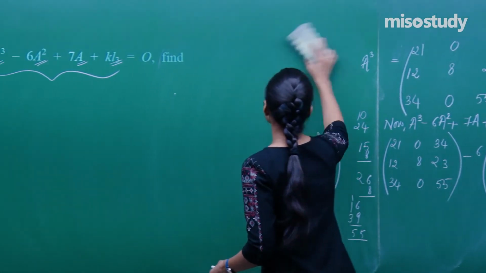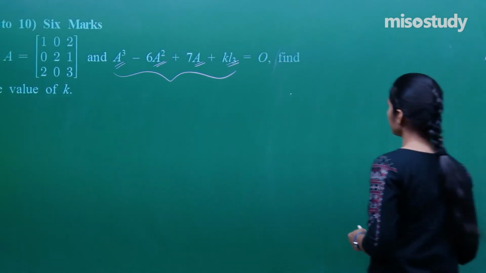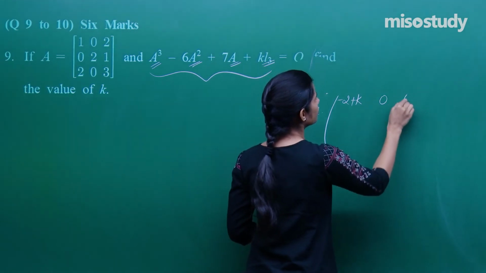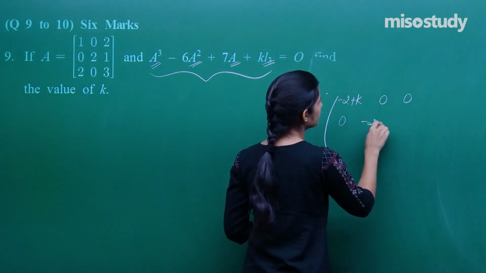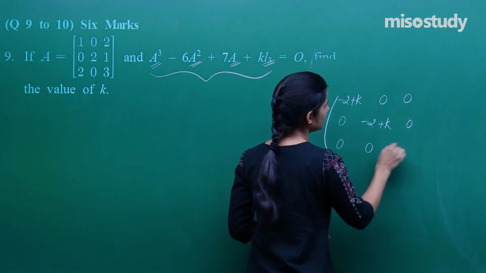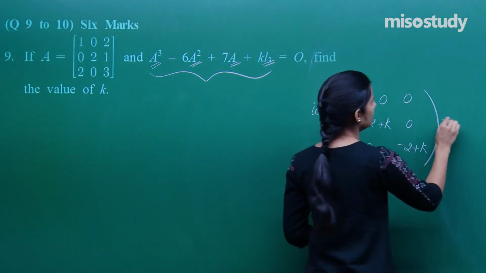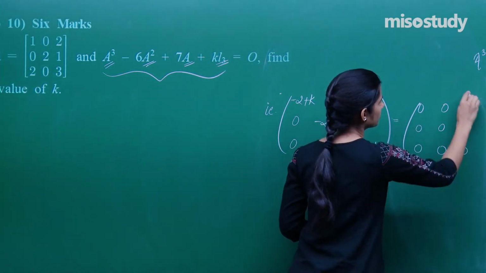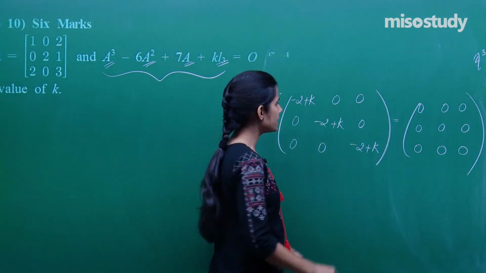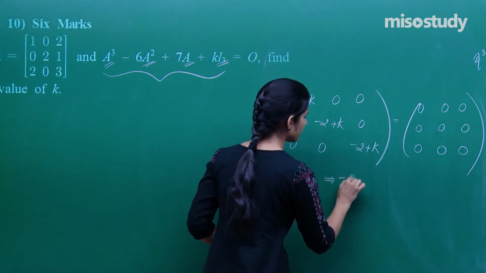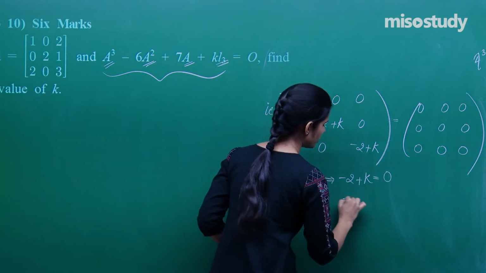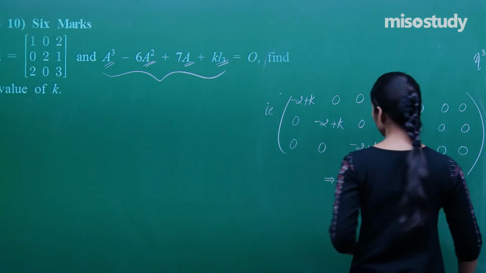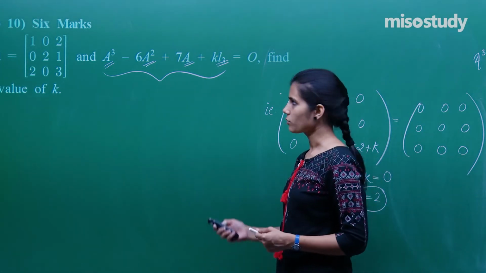And what would that matrix be? That matrix is going to come out to be equal to minus 2 plus k, 0, 0, 0, minus 2 plus k, 0, 0, 0, minus 2 plus k. This is equal to 0, 0, 0, 0, 0, 0, 0, 0, 0. This means minus 2 plus k is equal to 0 from anywhere, which implies k is 2. Clear? So this is how you compute the value of k for this particular question.